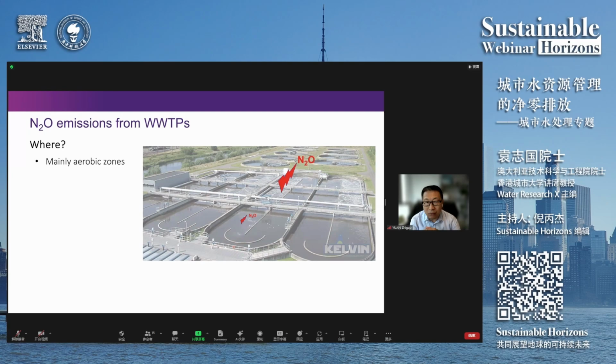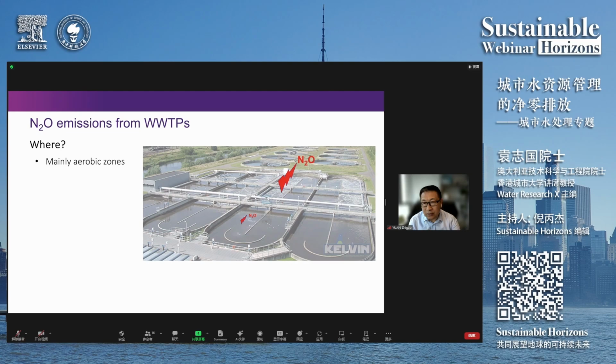This is not because more is produced in aerobic zones. This is because in aerobic zones, you have aeration, which provides a stripping force for N2O. So the majority of the N2O produced in aerobic zones is stripped, causing the emission.